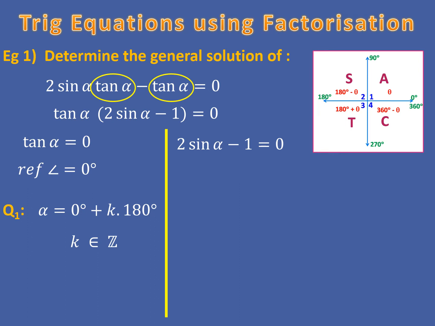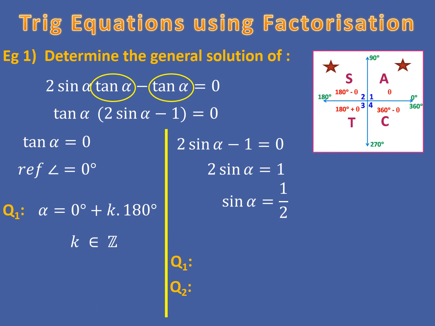Moving over to the right-hand side and our other set of solutions. If 2 sine alpha minus 1 is 0, I can take 1 across to the other side, so 2 sine alpha is 1, and I can divide by 2, so sine alpha is a half. We need to decide where sine is positive. So sine is positive in quadrant 1 and quadrant 2, so I will work in quadrant 1 and 2.